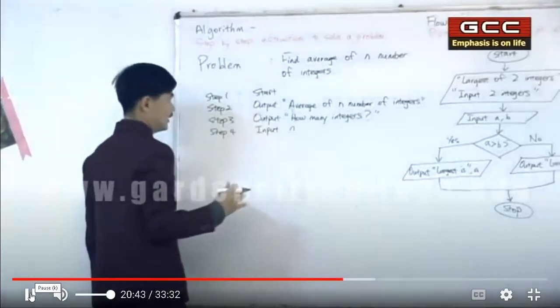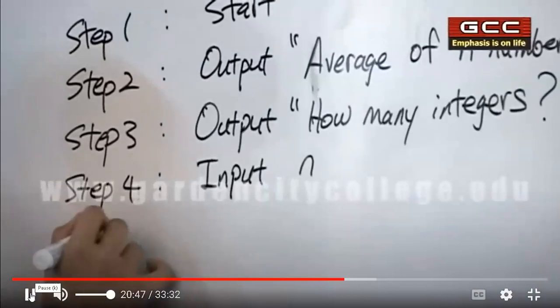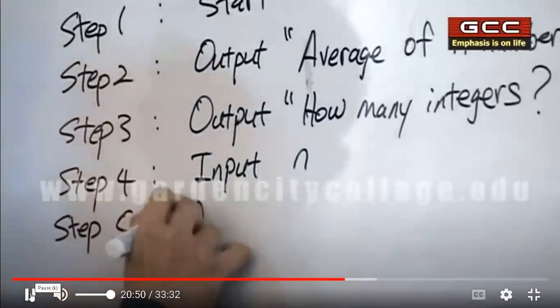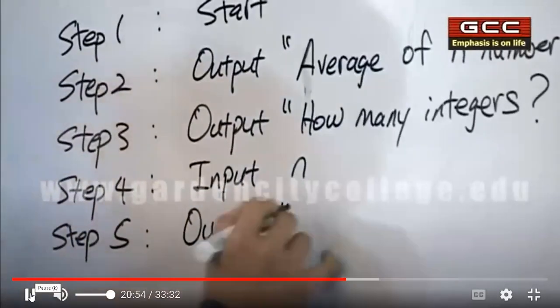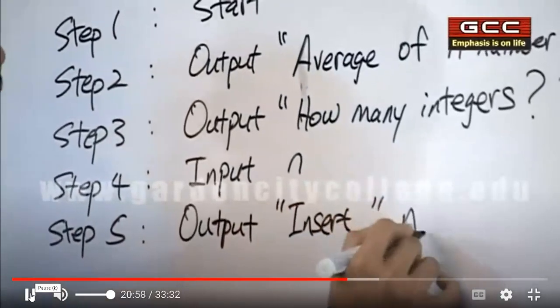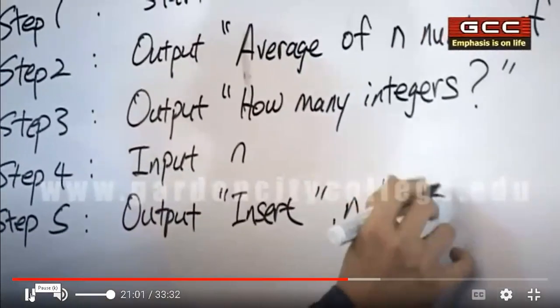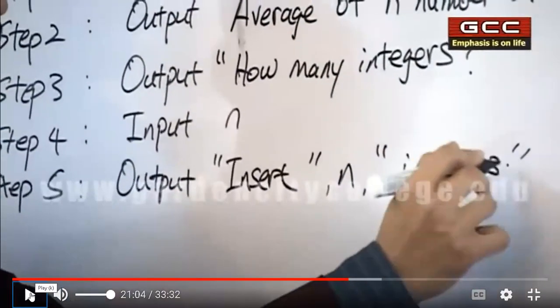After this is done, we need to tell the user to start inserting the numbers. So step 5, we output and say insert n integers. I could say insert 10 integers, insert 2 integers, insert 40 integers, insert 3 integers, insert 100 integers, insert 1,000 integers.